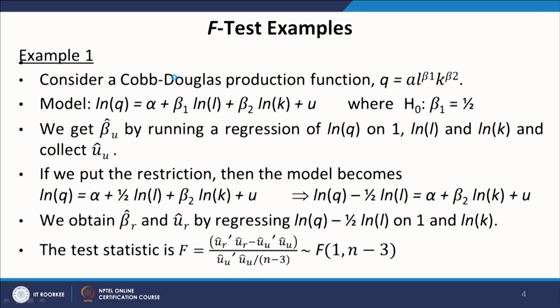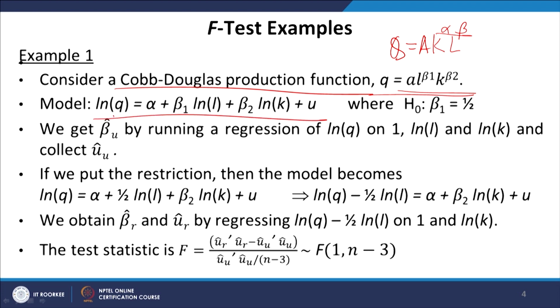First, consider an example where we consider a Cobb-Douglas production function. If you remember, Cobb-Douglas production functions are most often written in economics textbooks as Q equals A K raised to the power alpha L raised to the power beta. In exactly a similar fashion we have written it here, where beta 1 and beta 2 are the share parameters. Now, this can be converted into a linear model by taking logarithm.